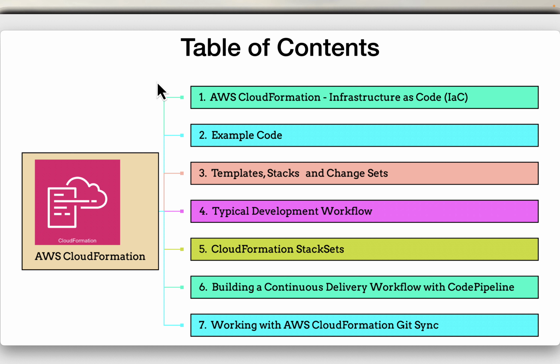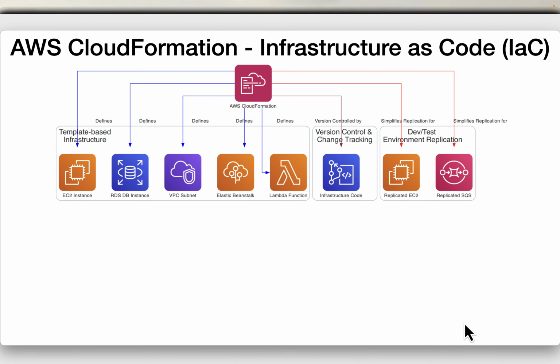So this lecture will be containing all these topics. First, what is AWS CloudFormation? Then some example code. Then what are templates, stacks and change sets? How does a typical development workflow look like using CloudFormation? Then CloudFormation stack sets. Building a continuous delivery workflow with CodePipeline. This is one of the features. And finally, working with AWS CloudFormation Git Sync, which is also one of the features of AWS CloudFormation.